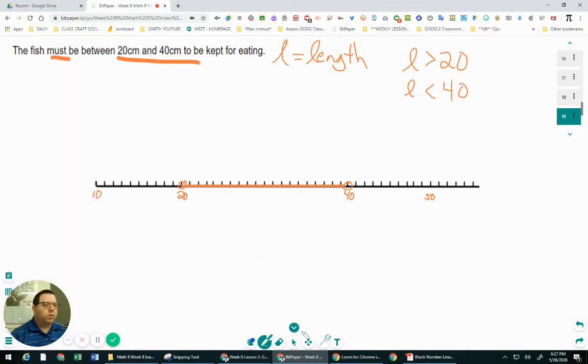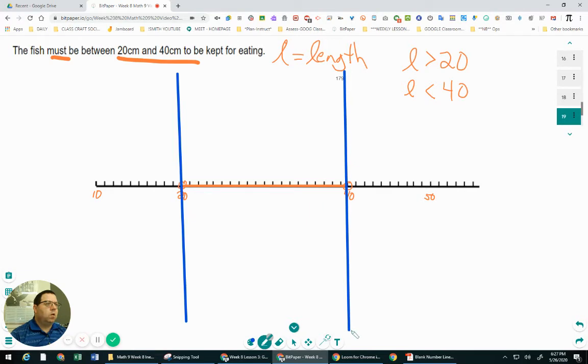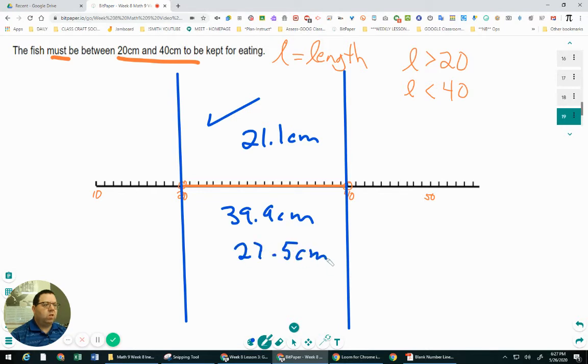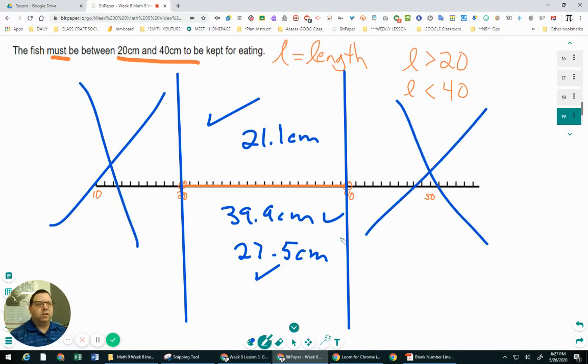So once more, if we're going to talk about boundary points, let's delve into it just a little bit deeper. Boundary point here, and I'm not being super picky about whether they're totally straight. But any fish caught between here is good. You might catch one that's 21.1 centimeters, 39.9 centimeters, or 27.5 centimeters. These are all acceptable sizes. This is breaking the law, you'll get a ticket. This is breaking the law, you'll get a ticket.